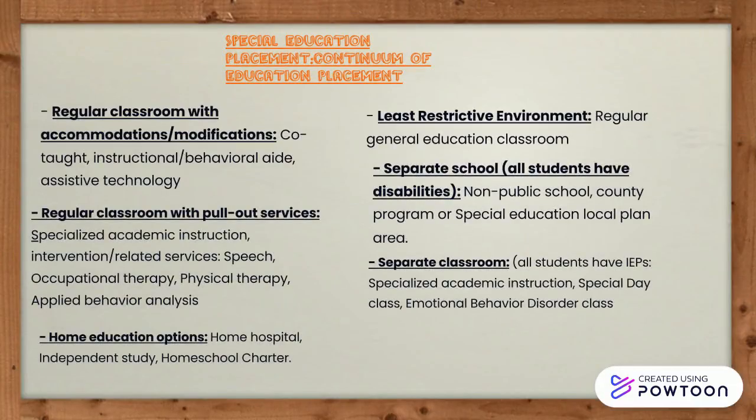These are special education placements, the continuum of educational placement: regular classroom with accommodations and modifications, regular classroom with pull-out services, home education options, least restrictive environment, separate schools, and separate classrooms.